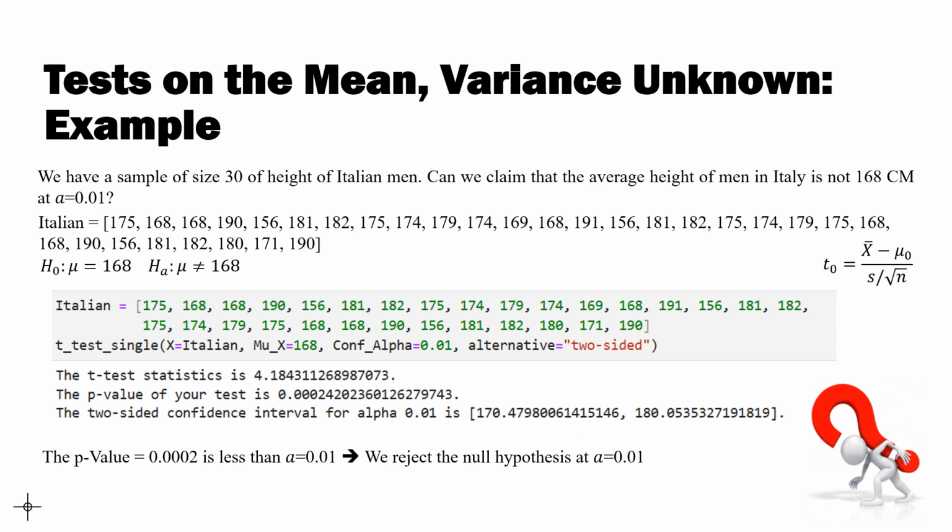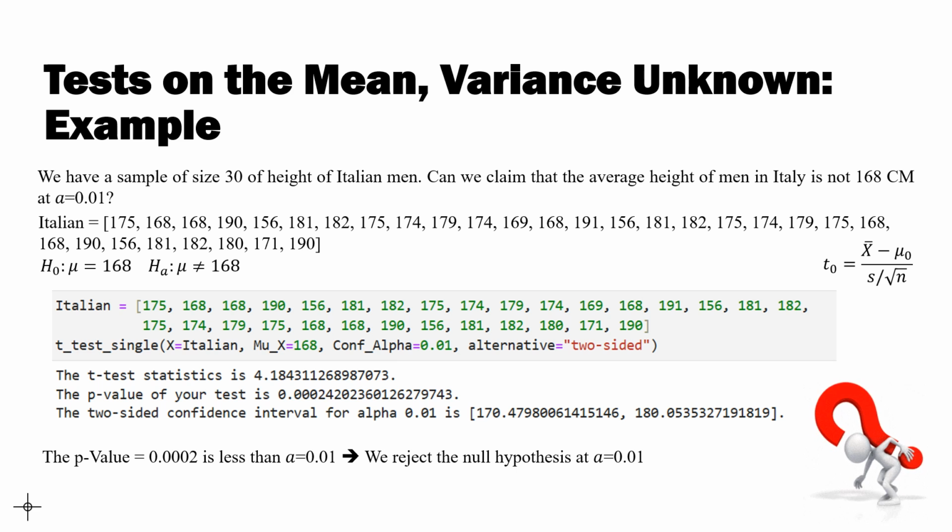To use Python for hypothesis testing on the population mean when variance is unknown using a single sample, we need to load the t-test single function and pass the necessary arguments. Here, we have a sample of size 30 of the height of Italian men. We want to know if we can claim that the average height of men in Italy is not 168 cm at alpha equals 0.01. So, we need to run a two-sided hypothesis test.